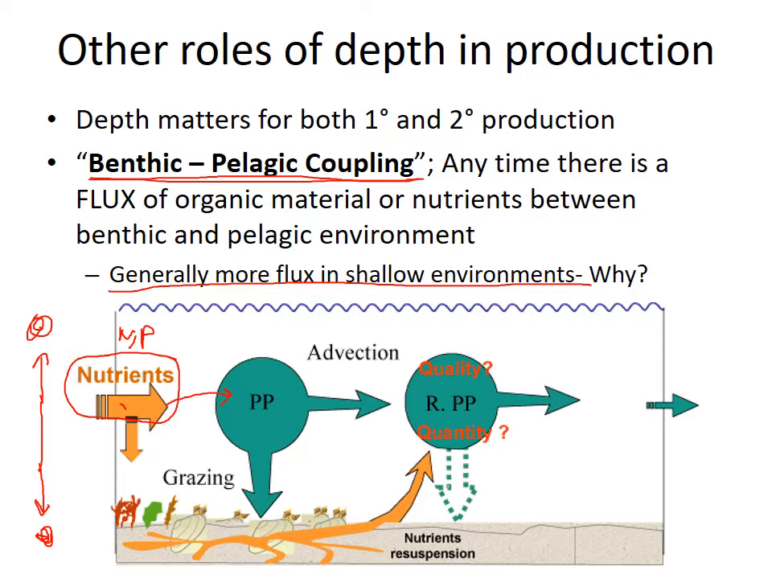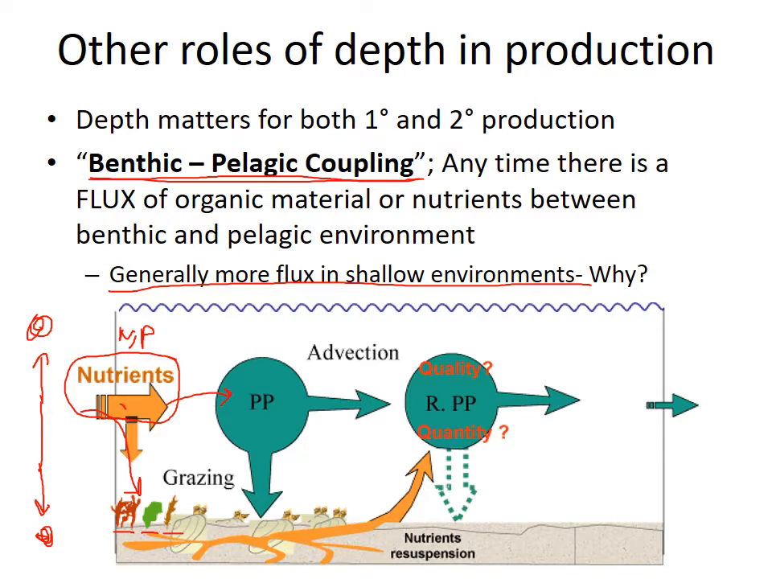But nutrients in the pelagic environment can also reach down and stimulate the growth of seaweeds like this red, green, or brown algae on the bottom. So that would be benthic pelagic coupling. There's sort of a flux of nutrients from the surface down to the seaweeds on the bottom, causing the seaweeds to grow as they absorb nutrients from the water column. So that would be benthic pelagic coupling.